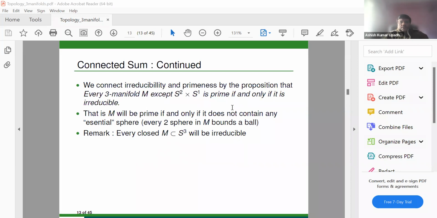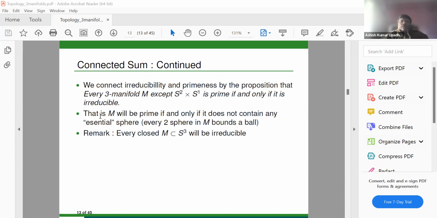Okay. Now, I have used the term irreducible, and we connect these two terms here. We connect irreducibility and primeness by a proposition that every three manifold except S2 cross S1 is prime if and only if it is irreducible. So primeness and irreducibility are the same except in the case of an exceptional manifold, which is S2 cross S1. We will talk about S2 cross S1 in a little while.